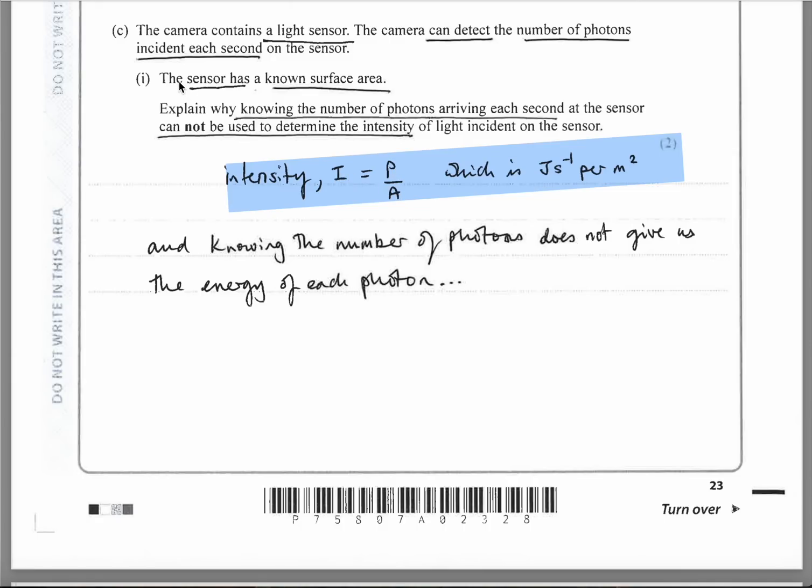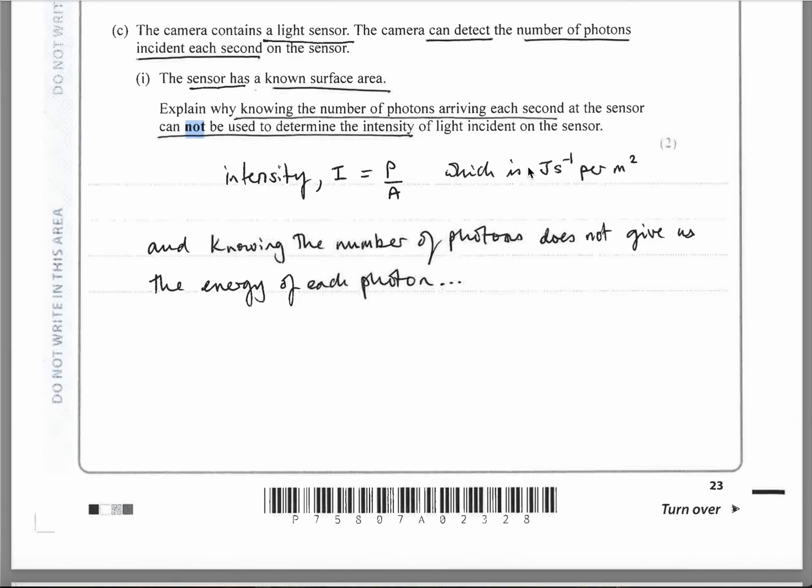Okay, so that's why they're talking about surface area here. Yeah, so they want to give you a clue that you need to use this equation in your answer. Explain why knowing the number of photons arriving per second at the sensor on its own cannot, yes, normally in English we make those two words stick together, but put this in bold, cannot be used to determine the intensity of light.